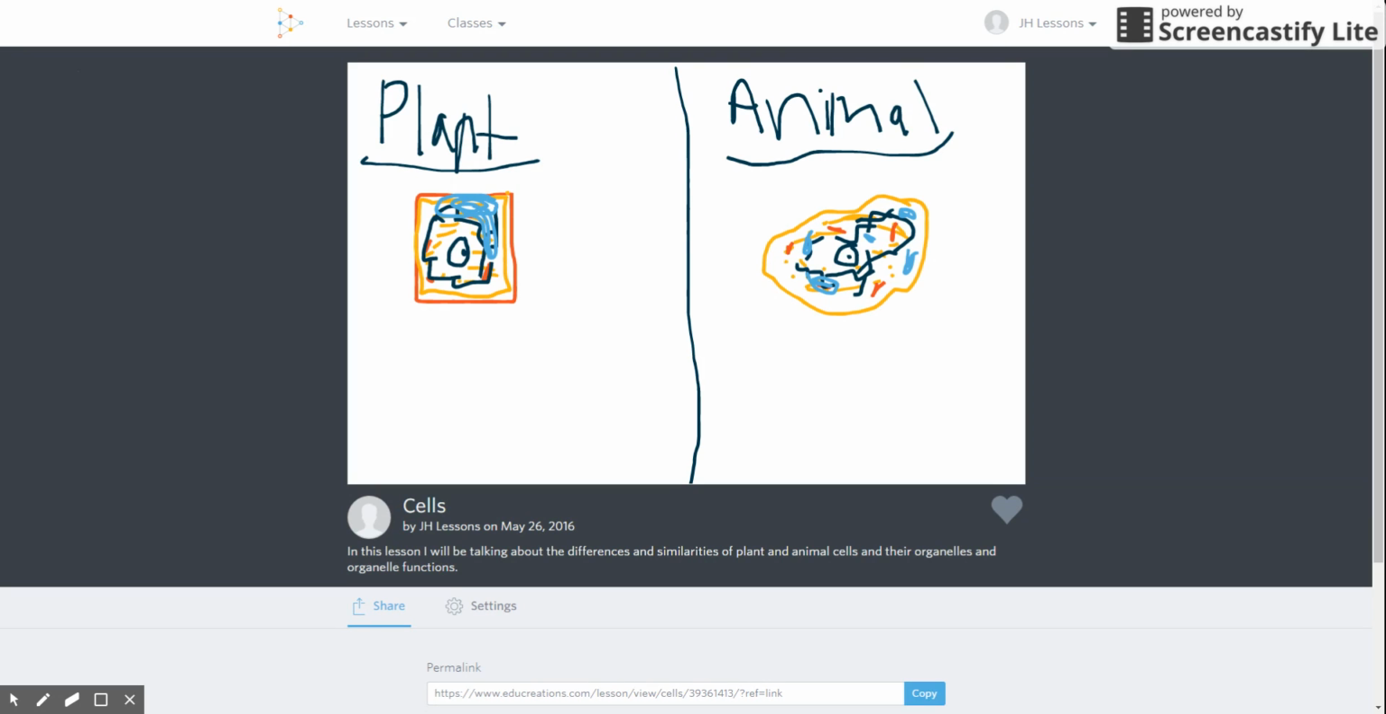Last but not least is the chlorophyll. The chlorophyll is only in the plant. This is where photosynthesis occurs.